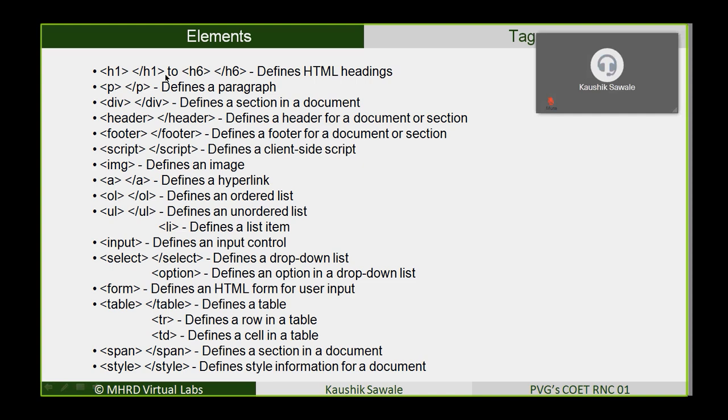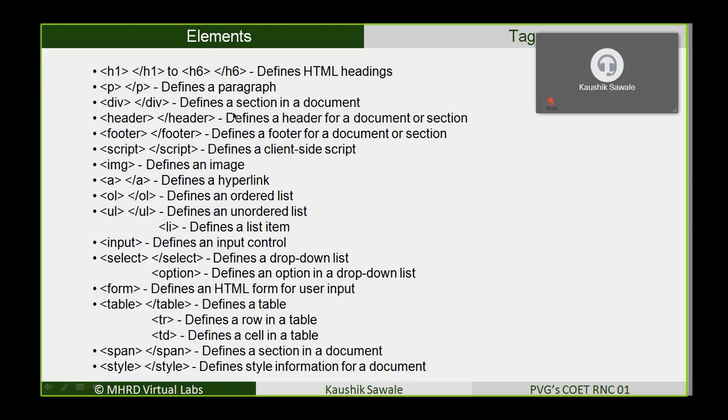So H1, or from H1 to H6, these tags are known as heading tags. They define headings in HTML. If you're having some content, it gives headings to them, and 1 to 6 means they are the sizes of the headings. So 1 is the biggest and 6 is the smallest. The P tag means it defines a paragraph. So while you write a paragraph or a block of text, it is preferable to write in paragraph tags.